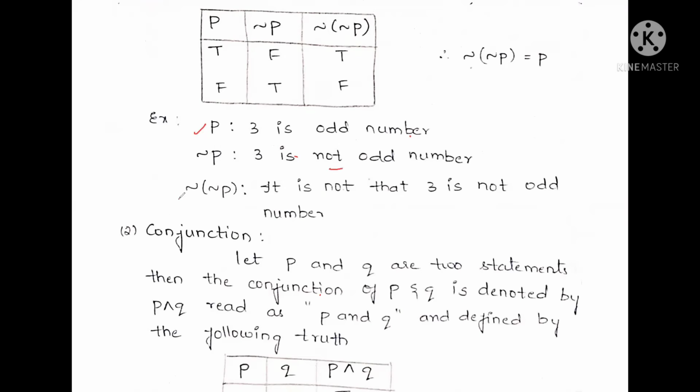Again, if you're talking about negation of negation P, you have to get another not. That is, you have to get 2 nots. So it is not that 3 is not an odd number. That means obviously 3 is an odd number. So it says 3 is an odd number. So what is "3 is an odd number"? That is P. So negation of negation P is equal to P.